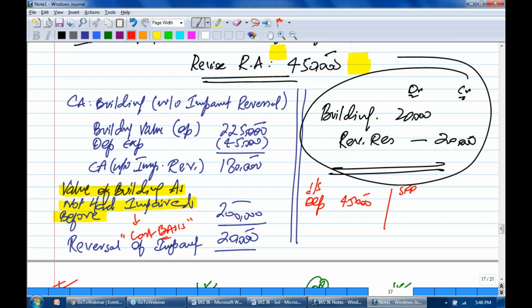In the statement of financial position, under non-current assets, the building value has now become 200,000. Under equity, the revaluation reserve has now become 20,000. That is all. So that is the concept of the reversal of the revaluation aspect.